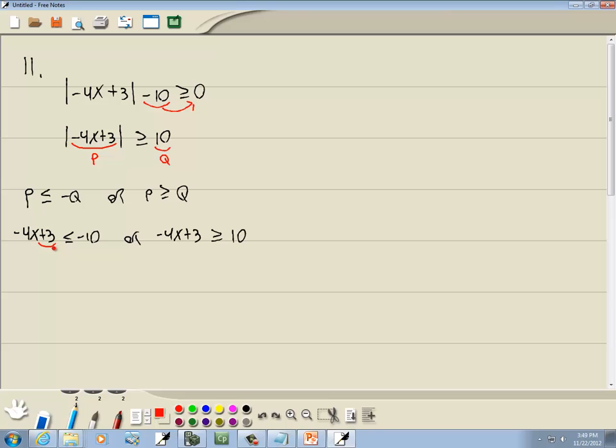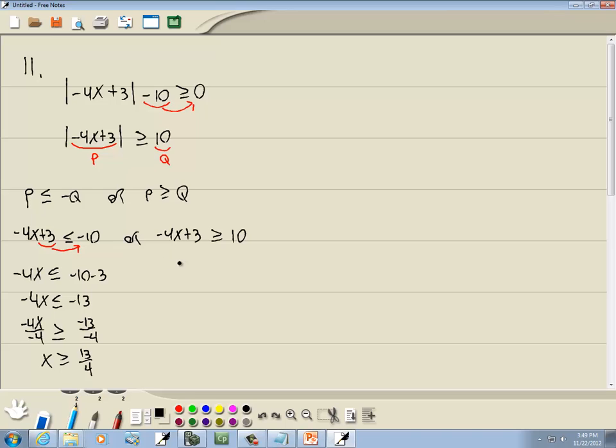I want to solve for x, so here I'll take 3 over. And we got negative 4x is less than or equal to negative 10 minus 3. Negative 10, negative 3 is negative 13. Want to get x by itself, so we now have to divide both sides by negative 4. And remember, if you divide both sides by a negative number, you have to flip your inequality. So this becomes a greater than or equal to. So we get x is greater than or equal to 13/4.